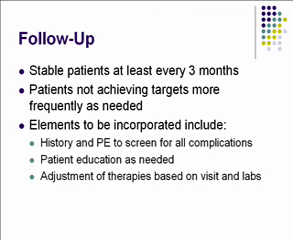What kind of follow-up should you be doing? Stable patients at least every 3 months. Patients not achieving targets more frequently as needed. The elements to be incorporated include a history and physical exam that will screen for all complications, patient education as needed, and adjustment of therapies based on the visit and the labs that you are seeing. So you may be seeing patients very intensively every couple of weeks if they're not meeting targets, depending on how far off they are from those targets. Those stable patients, you set up a routine visit every 3 months.